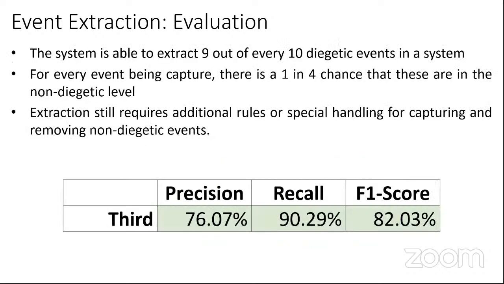Now, on to the evaluation. In terms of the event extraction, we are able to see that we can extract 9 out of every 10 diegetic events existing in a story. But when we are comparing the capability of getting all of the events, 1 in 4 of these events extracted by the system are actually non-diegetic. So for this one, extraction still requires additional rules or special handling for capturing and removing non-diegetic events. But overall, we are seeing a good score of 82% for the system performance.